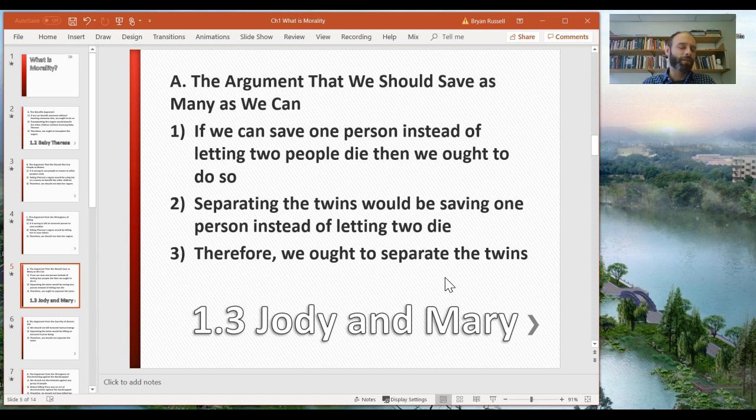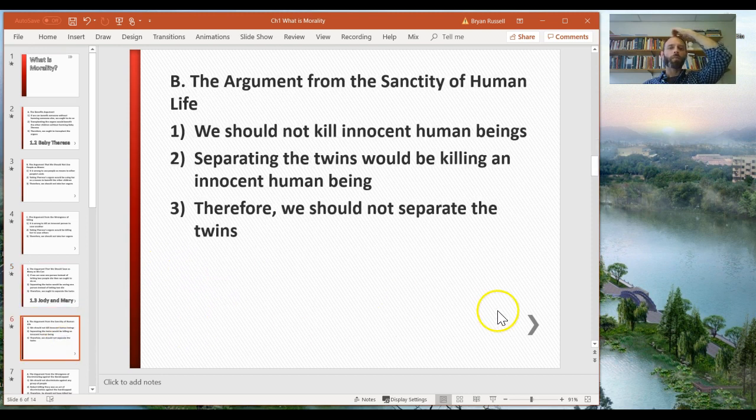78% of people, it says in the text, approved of this operation, but that doesn't really tell us much about whether it's morally right or not. So let's look at the next argument. The argument from the sanctity of human life. First premise, we should not kill innocent human beings. This premise coming back again, right? Separating the twins would be killing an innocent human being. Therefore, we should not separate the twins.